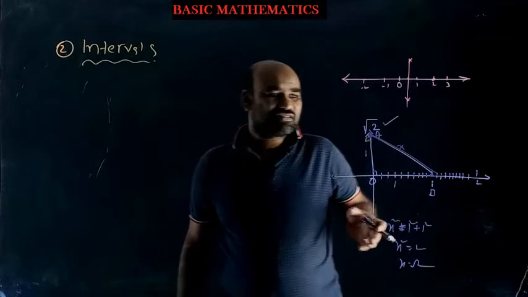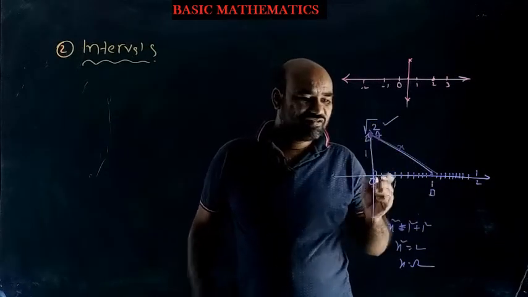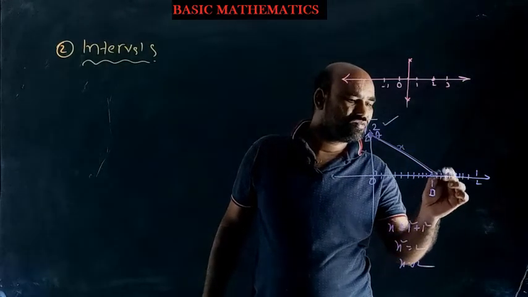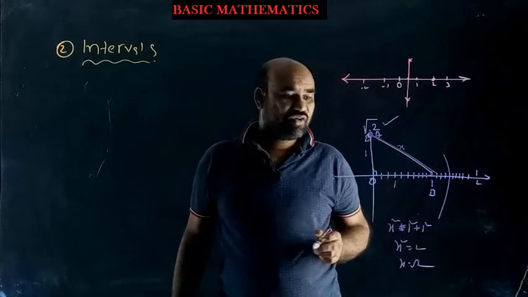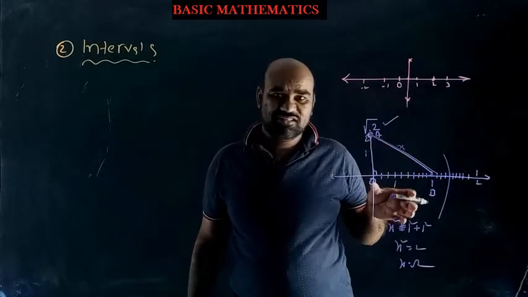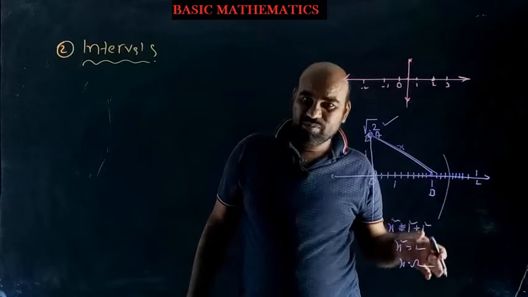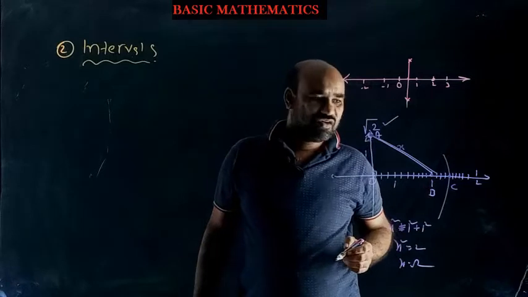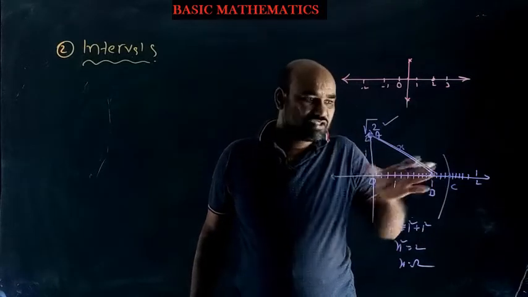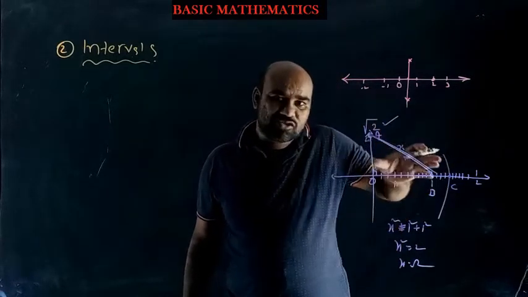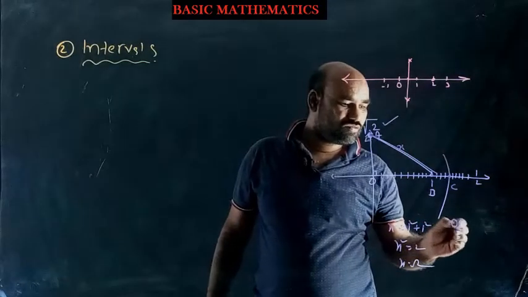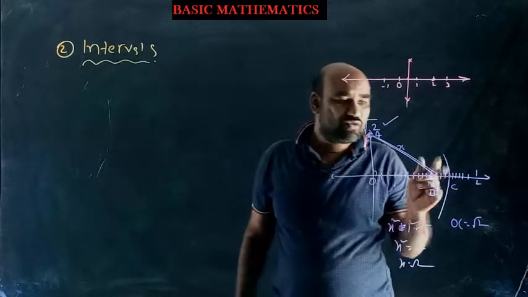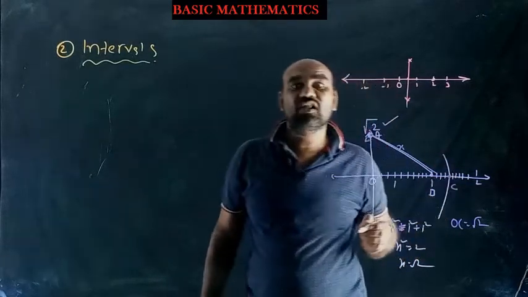Now take a compass. Take AB as radius, O as center, and draw an arc on the number line. That arc intersects the number line at some point C. So automatically OC is nothing but root 2 now. OC is nothing but AB only, no? AB and OC both are the same. OC is nothing but root 2. So C is the location of root 2. So this is the location of root 2 on the number line.